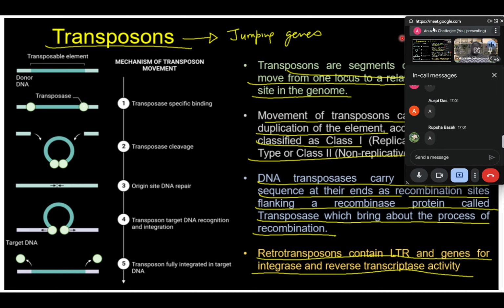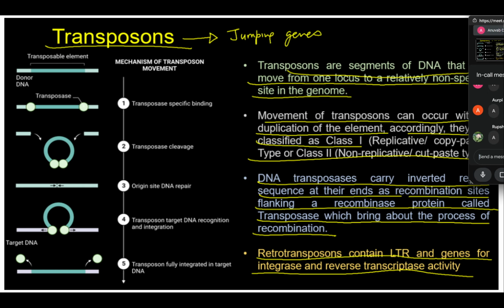So what are transposons? These are called jumping genes. These are segments of DNA that can by themselves move from one region of the genome to another region. So transposons are segments of DNA that move from one locus to a relatively non-specific locus in the genome. And so these are essentially just normal genes that are present in the DNA that one day will decide that, I don't like the environment here. They just up and go to some other place and join in that other DNA segment. So they can non-specifically jump from one place to the other, and they can do it any number of times they please. Movement of transposons can occur with the duplication of the element.